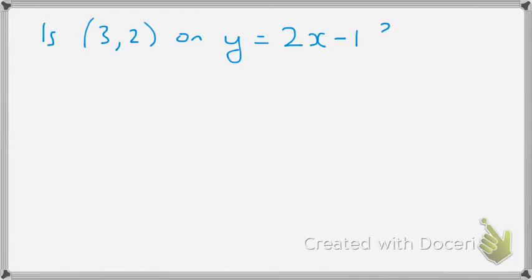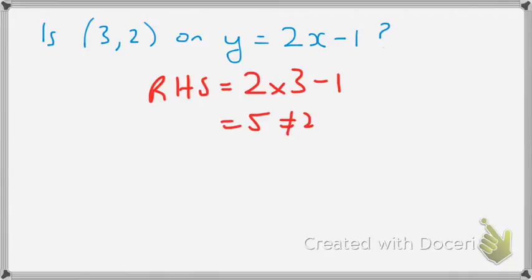And so there's a bunch of things that we've talked about. For example, we could say, how do I know whether the point (3, 2) is on the line y = 2x - 1? Well, this would be a case of doing the right hand side: 2 lots of 3 minus 1, which is 5, which is not 2, so it's not on the line. If it were 2, it would be on the line.